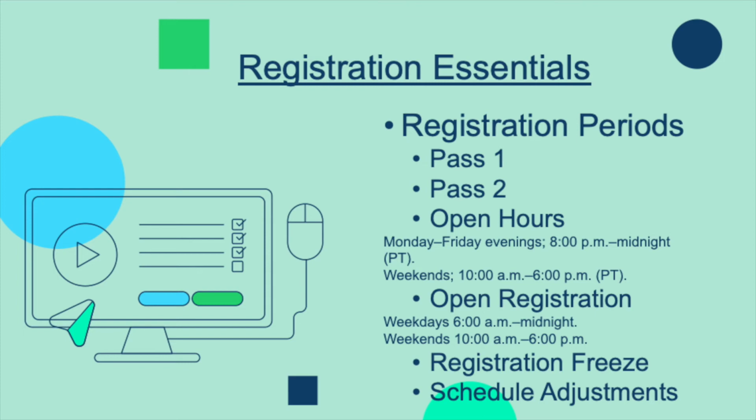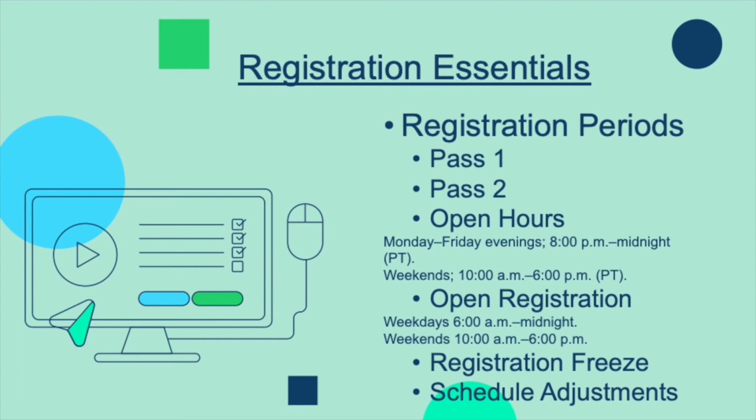So let me go over how each registration period works and what they mean. So you have Pass 1, where you can enroll up to 17 units, as well as waitlist, and you have a 4-hour window to register for classes. Pass 2 is the same deal, except now you can register for up to 19 units. So once that 4-hour window is up for either Pass 1 or Pass 2, a student can still register for classes during open hours. So these are usually later at night, so Mondays to Fridays, 8 p.m. to midnight, and weekends, 10 a.m. to 6 p.m.